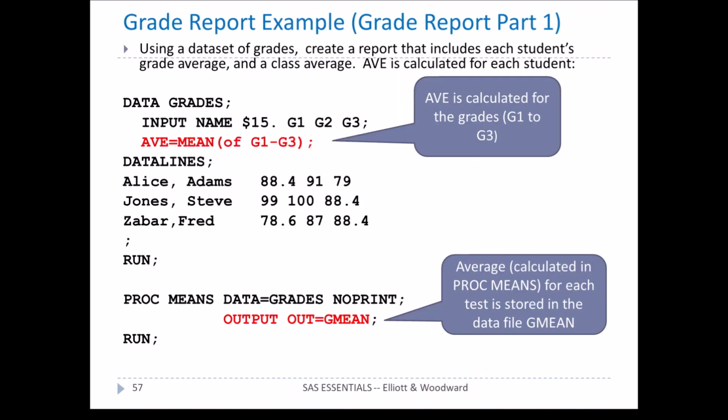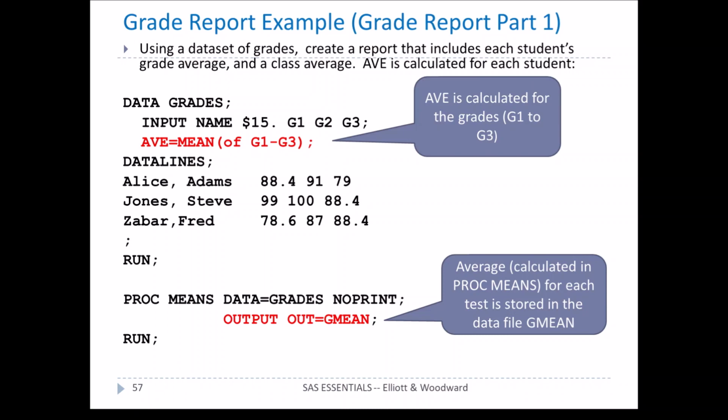This is going to be an example we're going to build upon, the grade report example. We're going to use a data set of grades and create a report that includes each student's grade average and a class average. The average is calculated for each student. So here we have data grades. We're going to input their name and 3 different grades, G1, G2, and G3. And then we're going to calculate average, which is the mean of G1 through G3. So we're going to have actually 5 variables: name, G1, G2, G3, and average.